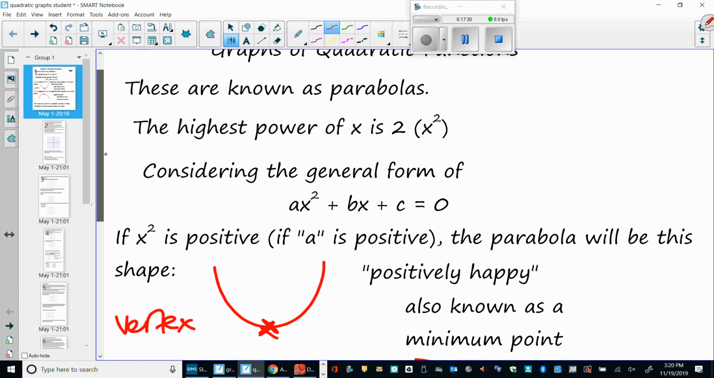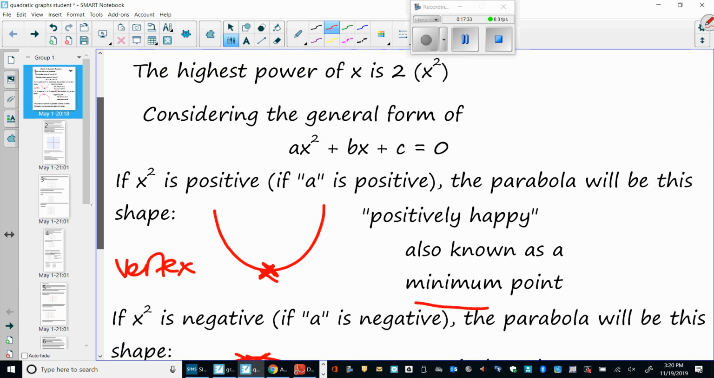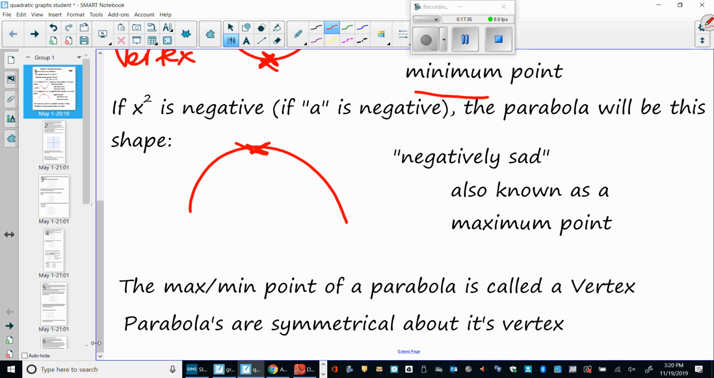Something else you may like to know about them is that they are symmetrical. So they are symmetrical graphs.